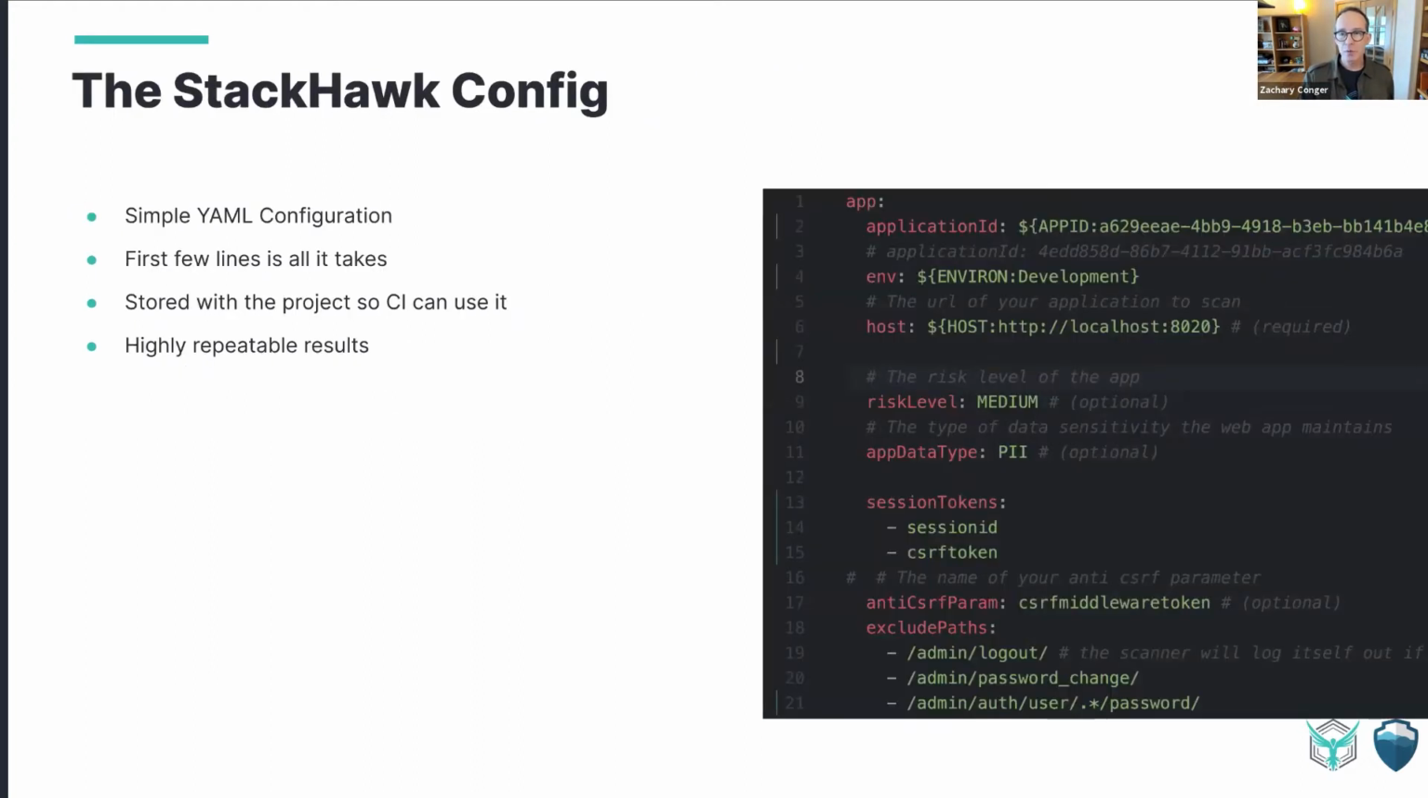This is just a quick preview of the StackHawk configuration. Like a lot of modern tools, it's got a YAML configuration file. Focusing on those first 3 lines, the key components and the only ones that you really need to get started are an application ID, which is a UUID that's assigned to your application by our platform when you set it up in our platform.